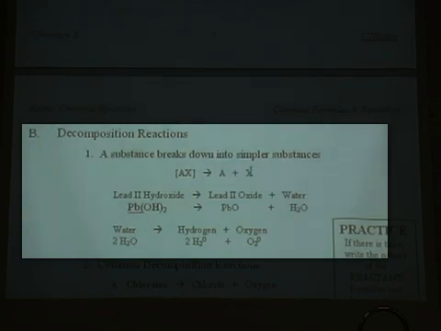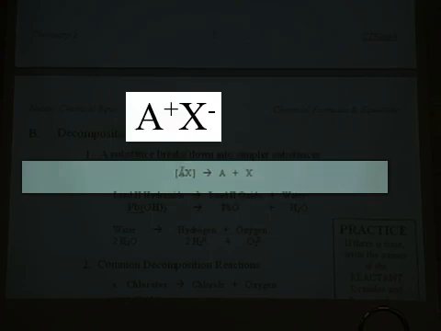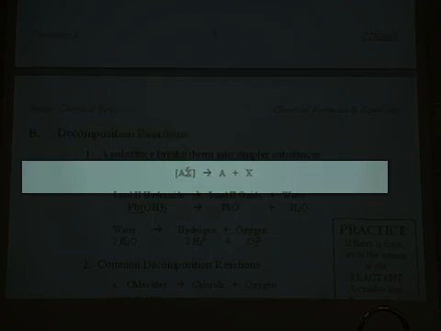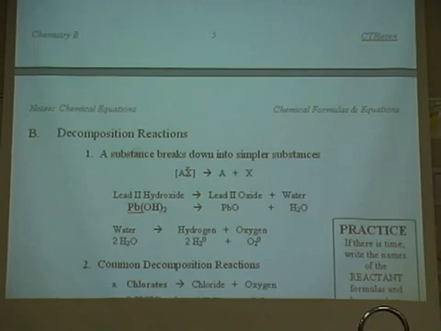It doesn't have to just be elements. It can break up into parts. Very important here, however. Notice there is no charge on this element and there's no charge on that element. This is not a cation. This is not an anion. However, here, A is a cation. X is an anion. This is not dissociation.